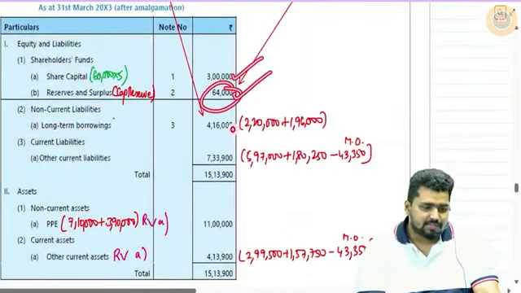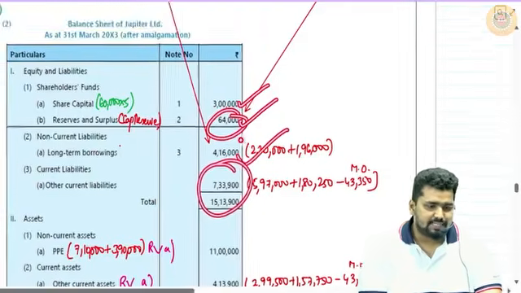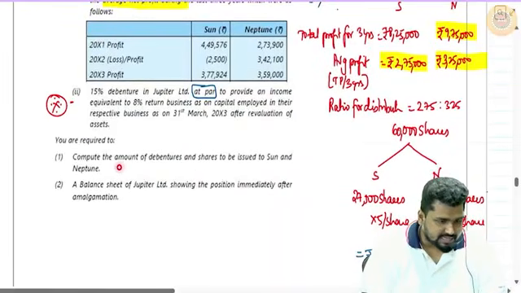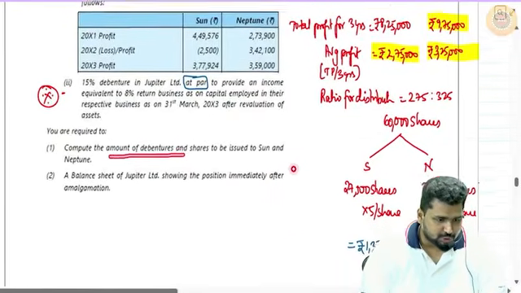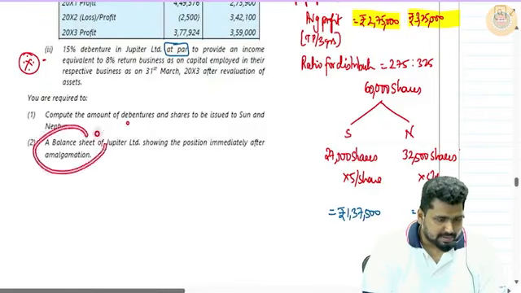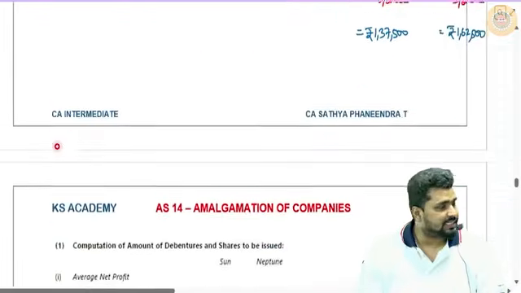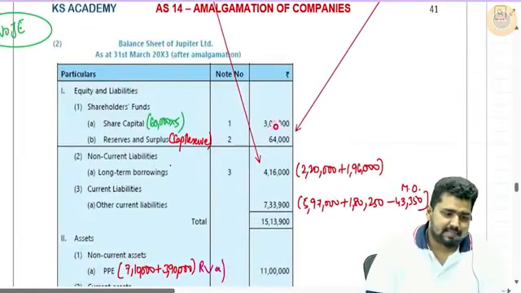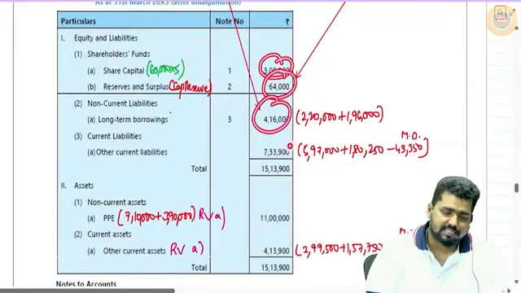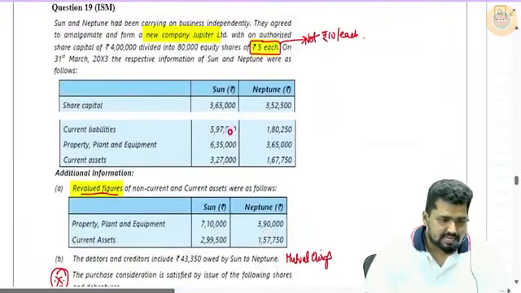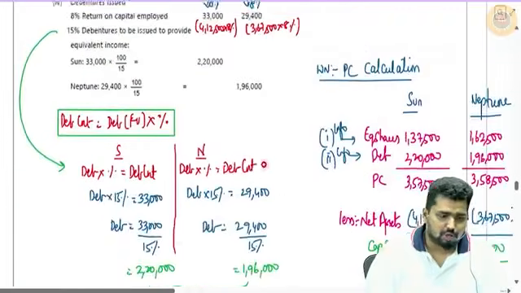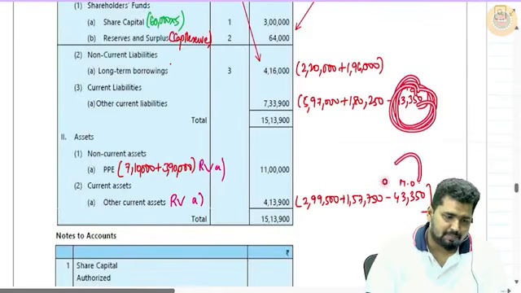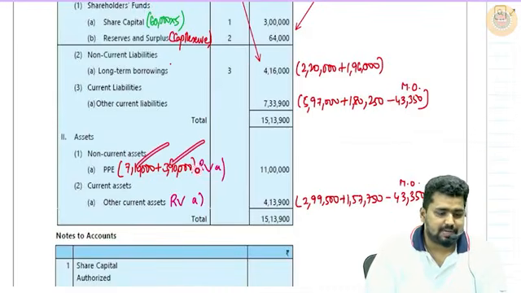So capital, reserves and surplus, loans, and other current liabilities, we have to just add everything. In this sum they are asking how many debentures we have to issue and what the balance sheet is. They did not ask for the journal entries, so straightaway we have to calculate everything. Equity share capital 3 lakh, reserves 64,000, long term borrowings, other current liabilities. Take everything and eliminate the mutual owings also, not only in the bills payable but also in the bills receivable. PPE should be taken at revised values.